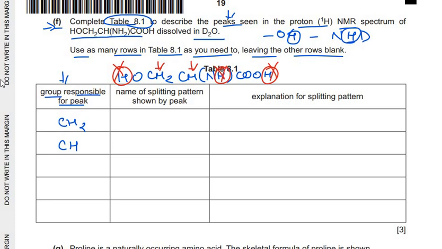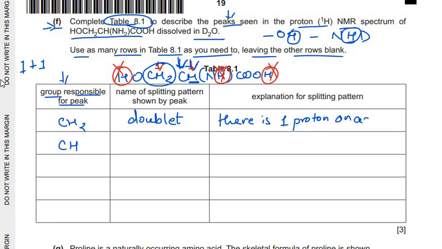Now with CH2, the splitting pattern depends on how many protons are there on the neighboring carbon atom. This CH2 has only one carbon neighboring, because on the other side we have the OH group. So this carbon has only one proton, so 1 plus 1 peaks are shown. So a doublet peak is shown for CH2. And the reason is that there is one proton on the adjacent carbon atom. That's what we are going to write.